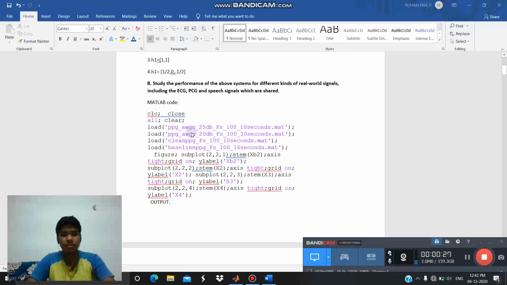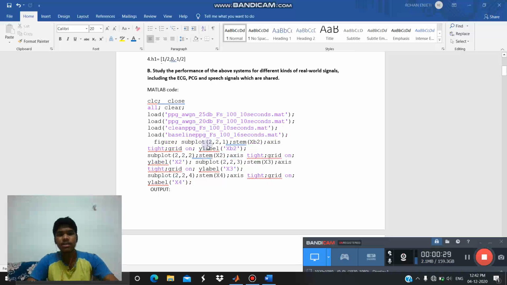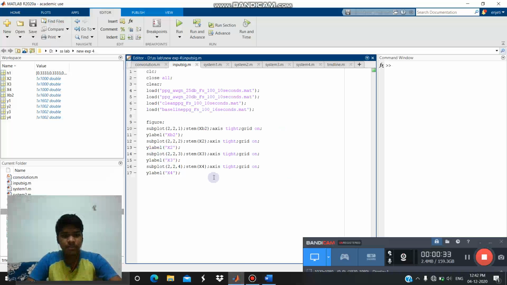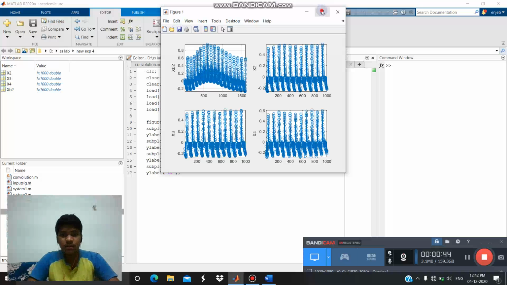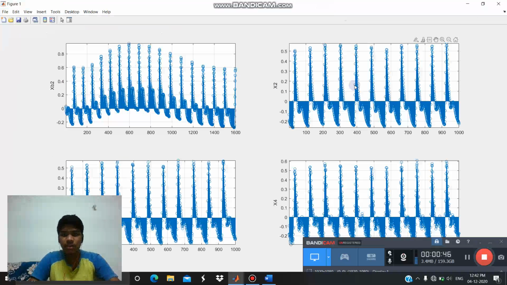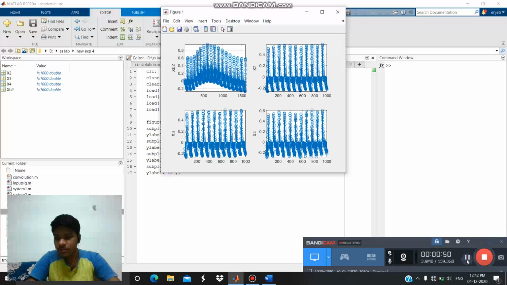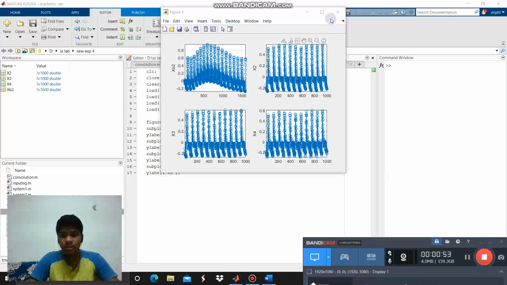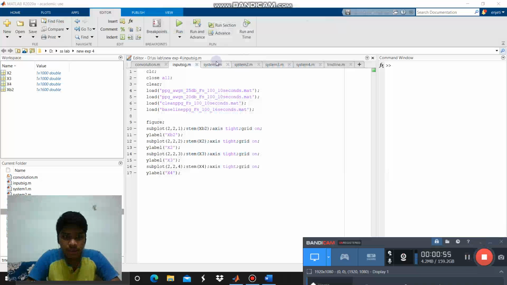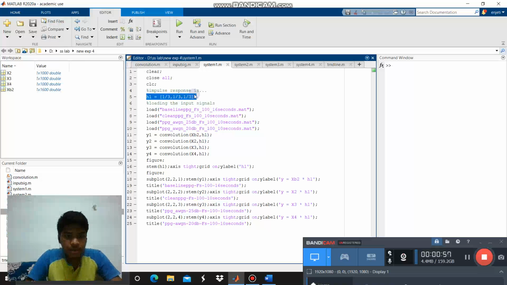And in the second part, we have to plot the signals given. So we are going to MATLAB. First, we have to load all the four signals and plot them. After plotting, we get the graphs. These are the four signals given, and in system 1, this is the impulse response.